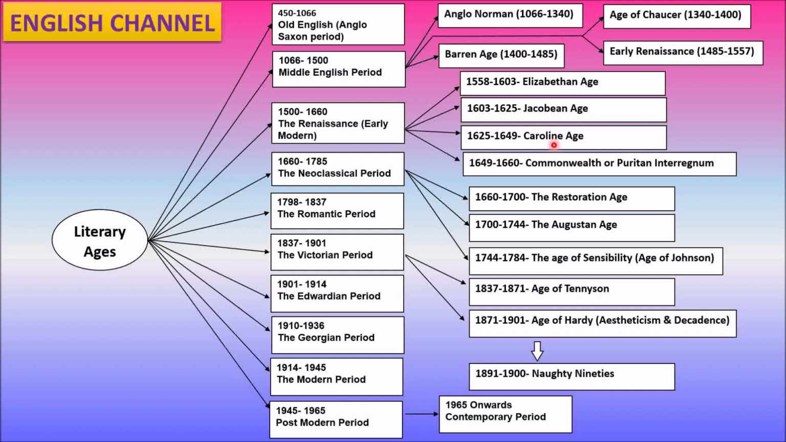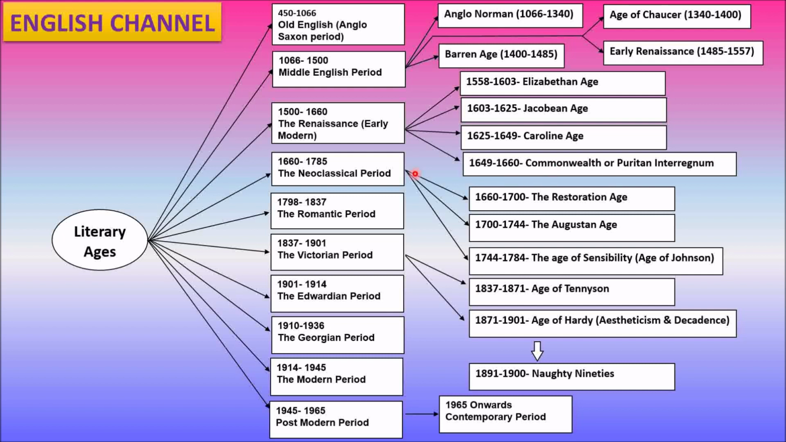After the Caroline age, we see 1649 to 1660, the Commonwealth period or Puritan interregnum, the great Milton. The age is also known as the Age of Milton: Paradise Lost, Samson Agonistes, and of course Paradise Regained, Comus. Also On His Blindness. There are so many works of John Milton which created the road map for the further upcoming poets and writers.